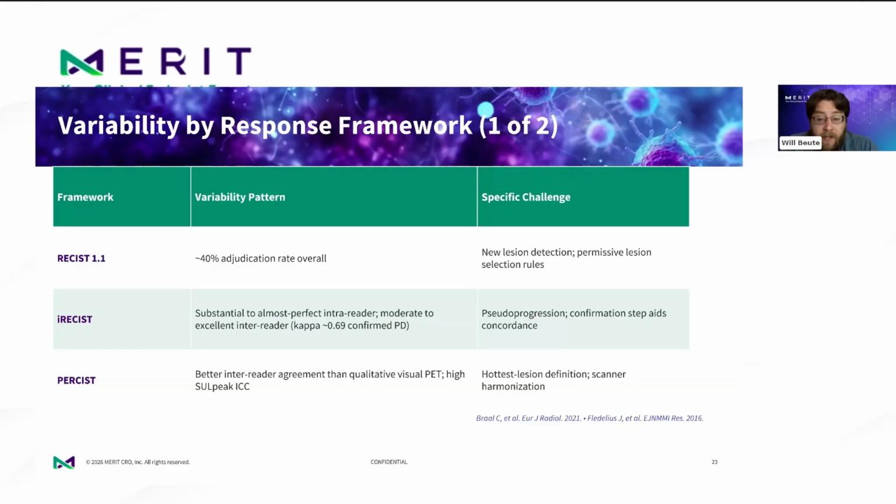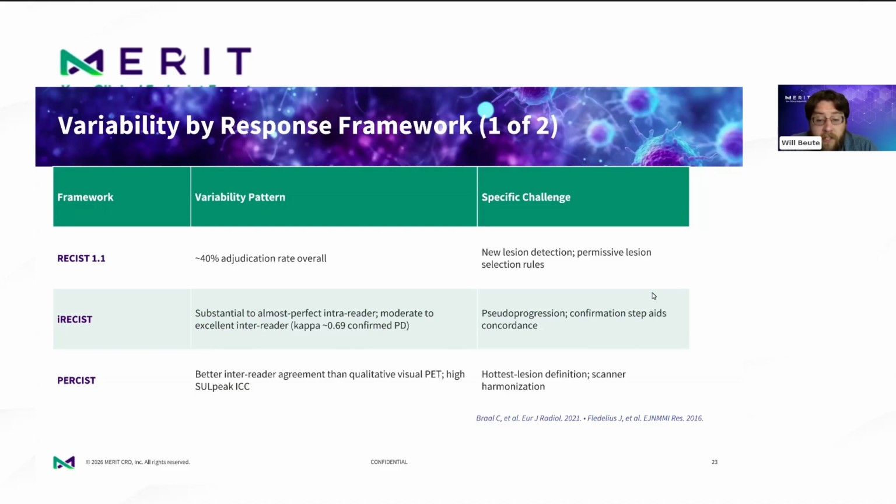iRECIST, used in the immunotherapy setting, shows substantial to almost perfect intra-reader agreement and moderate to excellent inter-reader agreement, with a kappa statistic around 0.69 for confirmed progression. Its central challenge is pseudoprogression, but its built-in confirmation step actually helps improve concordance. And just as a short aside, since it is a common known phenomenon that often directly impacts variability in some response frameworks, pseudoprogression is when a tumor can appear to grow after treatment, when in reality the enlargement is simply due to treatment-induced inflammation or an influx of immune cells rather than true disease progression.